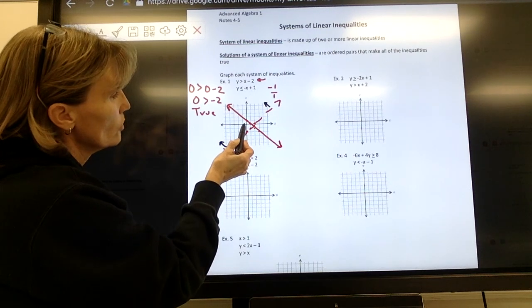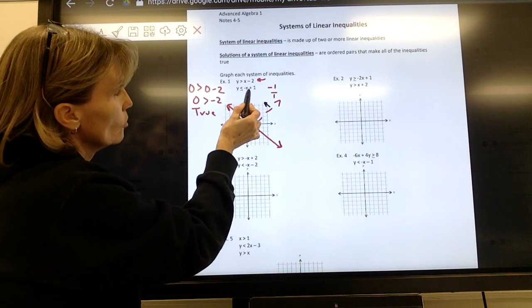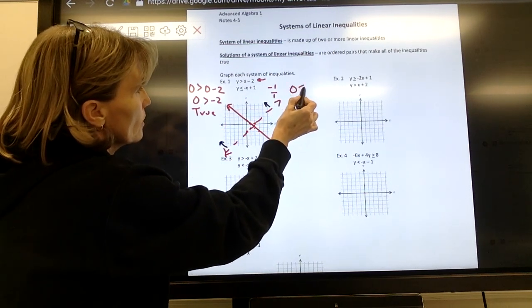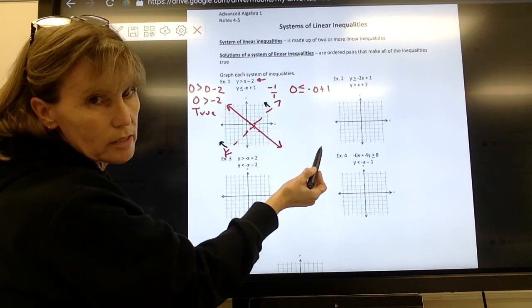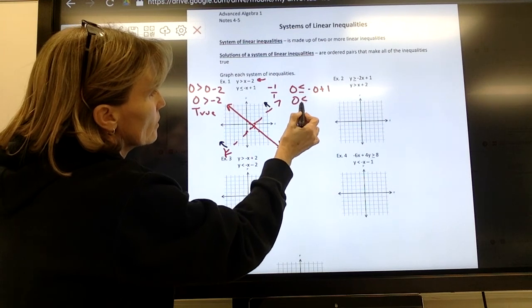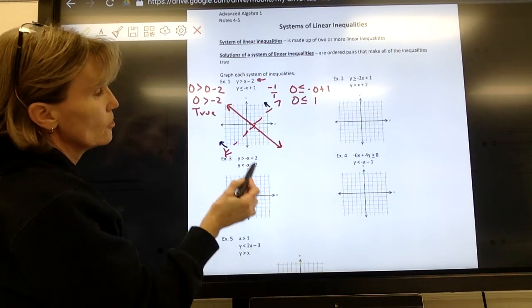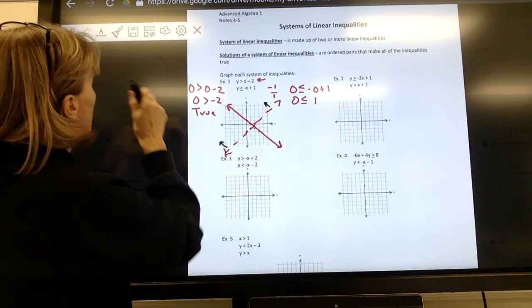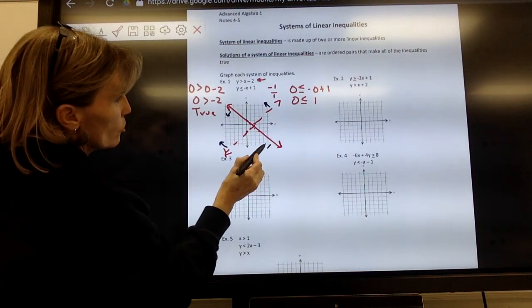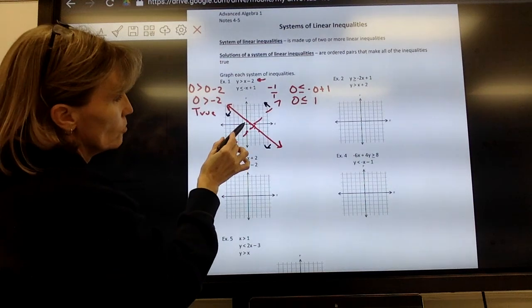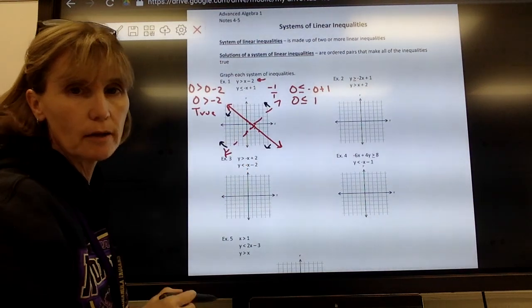So again, I could choose 0, 0. If I put 0, 0 into the bottom equation, I'd have 0 is less than or equal to a -0 plus 1. Well, a -0 is still 0. 0 is less than or equal to 1. That's a true statement also. So that means that I would be shading on this bottom portion of that line, because that's where 0, 0 is in reference to the solid line.